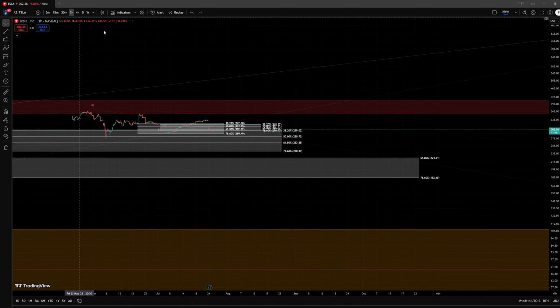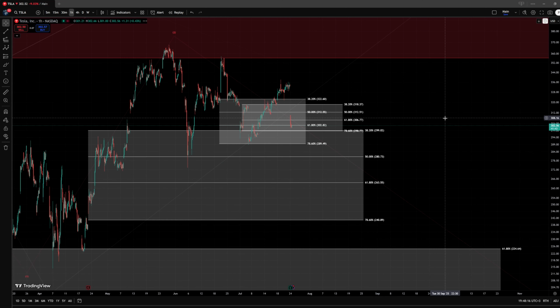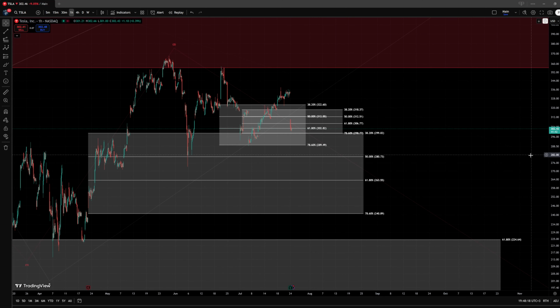So yeah, overall, if you really want to enter, these are the levels, this is the trade setup.